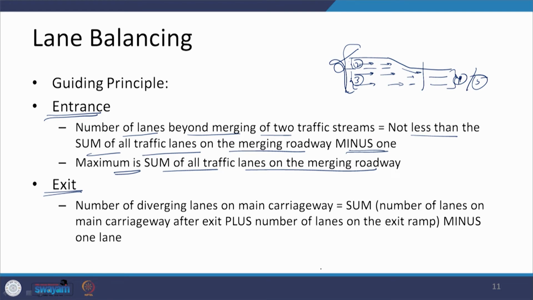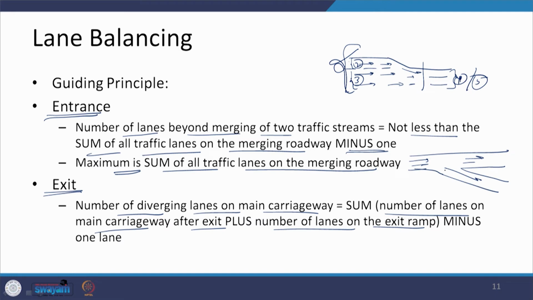Similarly, when you look at the exit conditions, what it says is the number of diverging lanes on the main carriageway. So, you have diverted, and on the main carriageway the number of diverging lanes is the number of lanes on the main carriageway after exit plus the number of lanes on the exit ramp. The traffic is going this way and then this traffic is taking a turn. So, you have an exit ramp here and this is the through traffic on a highway. Number of lanes on the main carriageway is this, number of lanes on the exit ramp is this. So, we take the sum of these minus 1, which is the number of diverging lanes on the main carriageway.